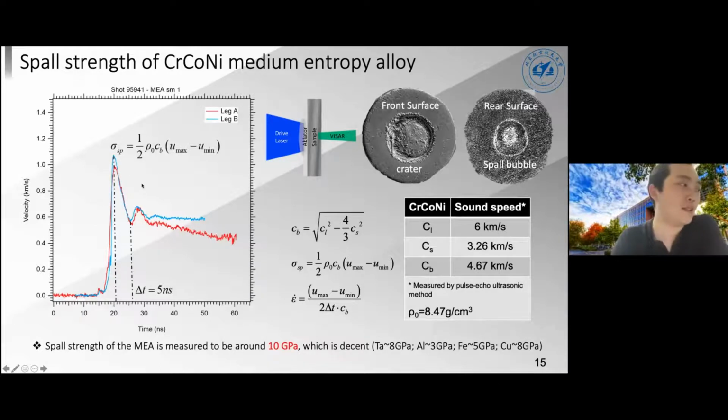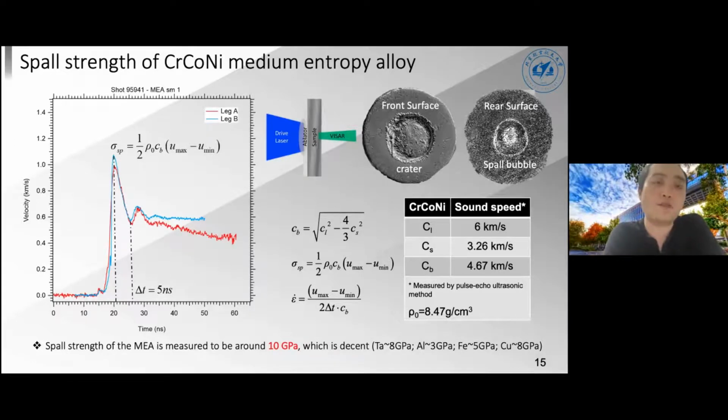So we measured, again, the spall strength of the material. Before that, we measured the sound velocity, the longitudinal and transverse sound speed of this material, and evaluated the strain rate, which is in the range of 10 to the power 6 to 10 to the power 7 per second. So the measured spall strength is around 10 gigapascal, which is actually decent.